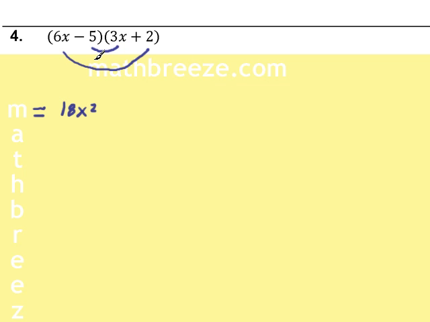Now we're going to do outer inner. So outer is right here, that's 2 times 6x, and I'm going to put the product right below 12x. And here we have minus 5 times 3x, that's minus 15x, and I'm going to put it right here, because these usually end up being like terms. So now we're going to add these, and we get minus 3x, and I'll put the sum in the result. And now for last, minus 5 times 2, that's negative 10. And here's the product.